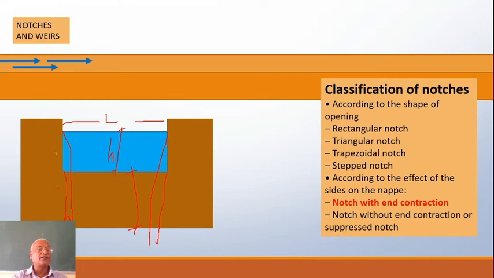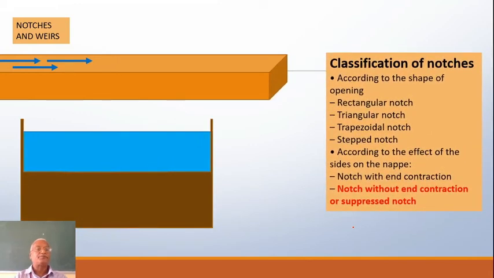How many end contractions are there? There is one here, there is one here. There are two end contractions in this case, right? Now suppose you have a rectangular notch which has a crest, that is this crest, equal to the width of the channel itself, then there is no question of end contraction. In that case it is called a notch without end contraction, or it is also termed a suppressed notch, meaning end contractions are suppressed. We'll see it in the next figure.